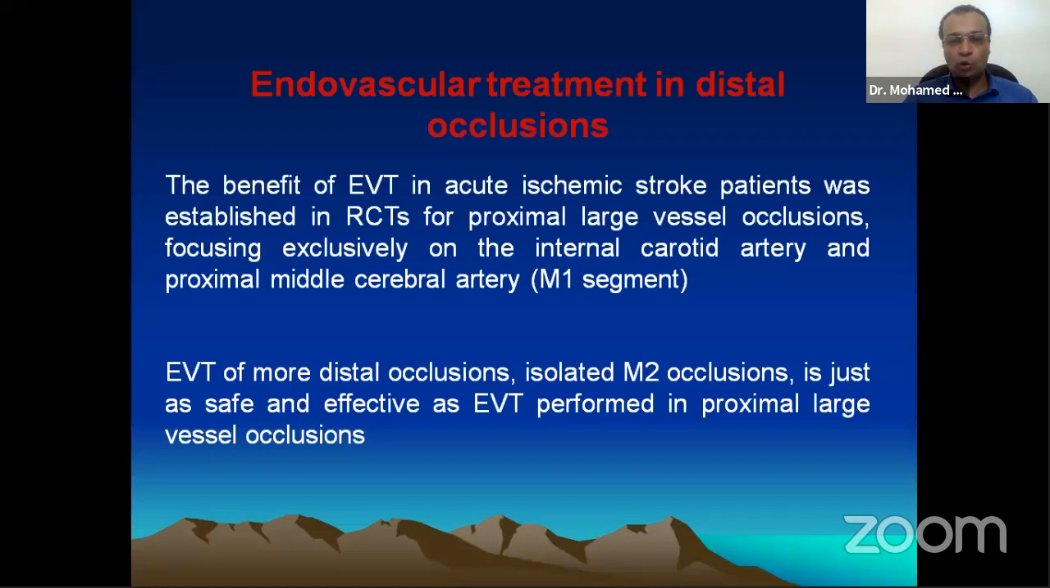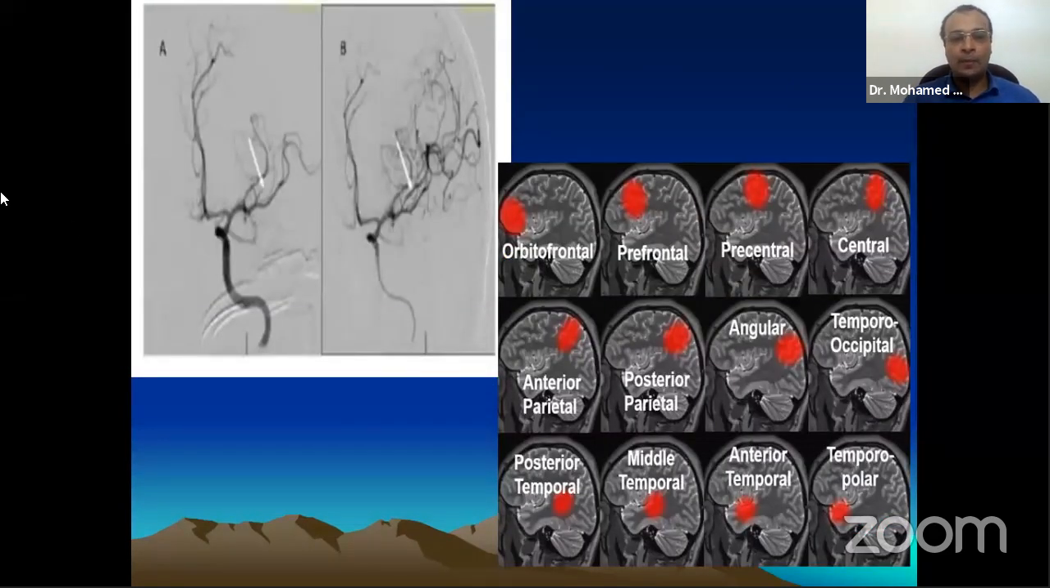Endovascular treatment: sometimes the occlusion is distal but has a big clinical impact. Guidelines mention M1 and carotid occlusions, but some distal occlusions are in small vessels with high clinical impact and morbidity. As we see, branches of the middle cerebral artery can cause great harm, with high morbidity.